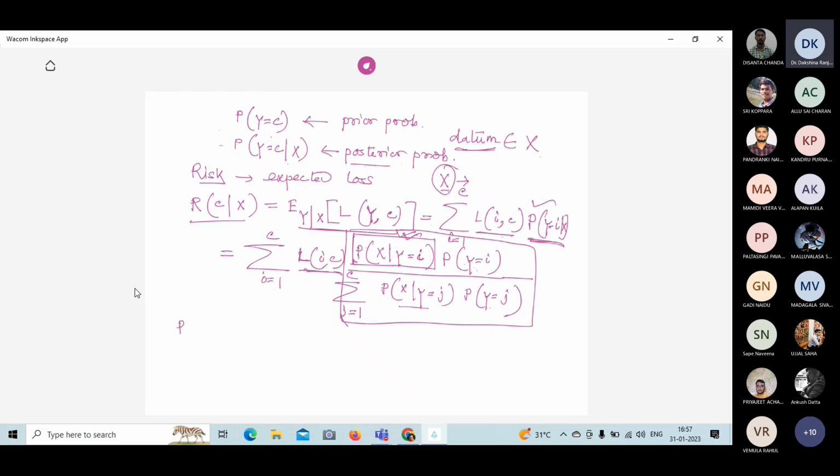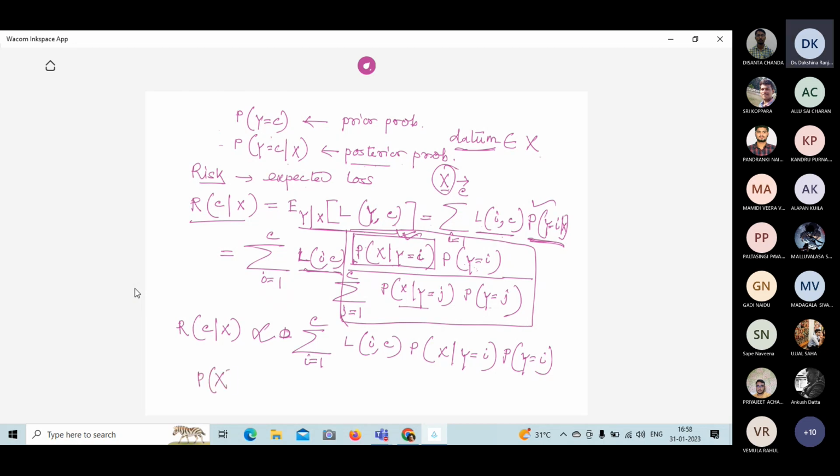Now we can say that the risk R of C given X is proportional to this summation over I equals 1 to C, of the loss function L of I comma C, and probability of X given Y equals I, and probability of Y equals I. So therefore, we can say the constant of proportionality is the reciprocal of P of X. Now what is P of X?